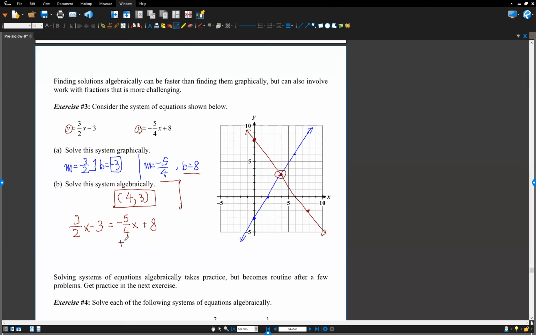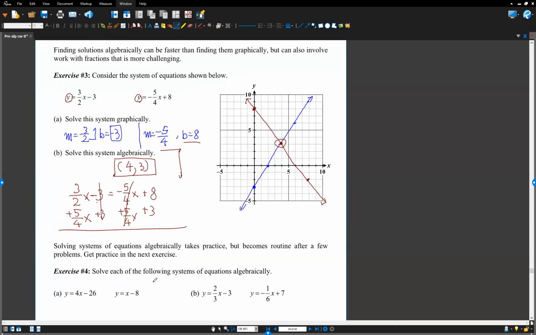Now plus 5/4x, plus 5/4x. That's a little bit hard, right? That's a fraction. Second, this number -3 moves to the right. How? +3, +3. So the left hand side has the variable terms, right hand side all constant terms.